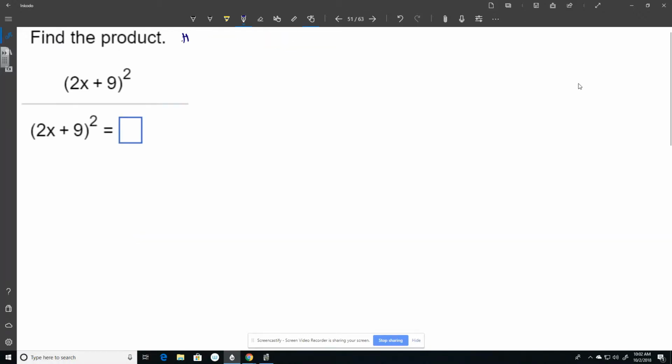Okay, number 8, find the product. Same idea, it just gives it to us a little bit differently. 2x plus 9 in parentheses squared. That squared means there's 2 of these parentheses. So 2x plus 9 times 2x plus 9. So now I just FOIL.